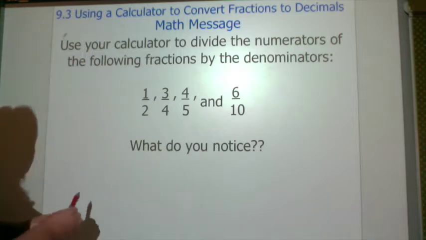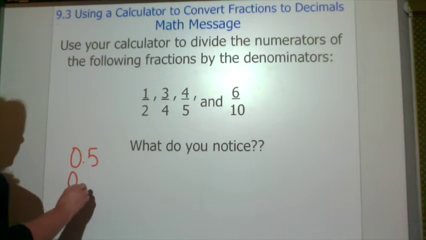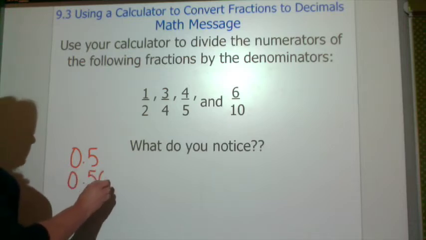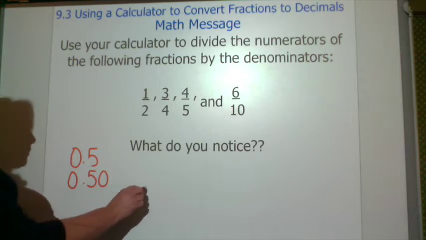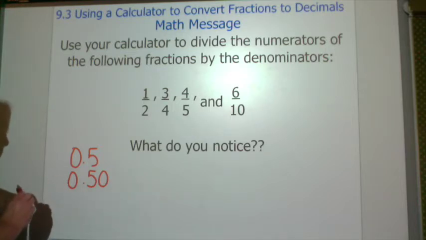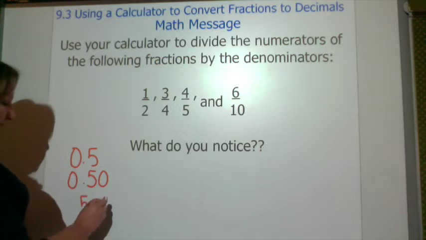You should get something like this, 0.5. Some of you might get 0.50. Remember, that's okay because we can add zeros to the right of this number and it will not change the value. That really means that you got 50%.